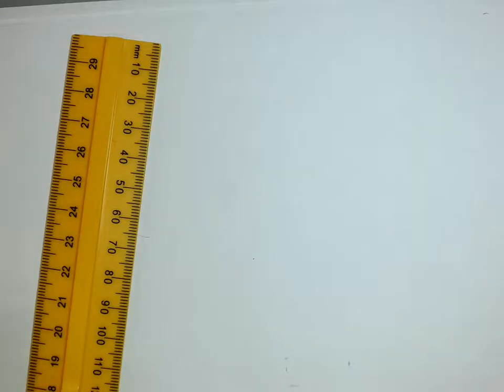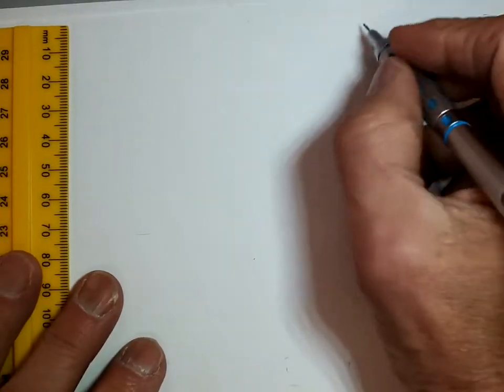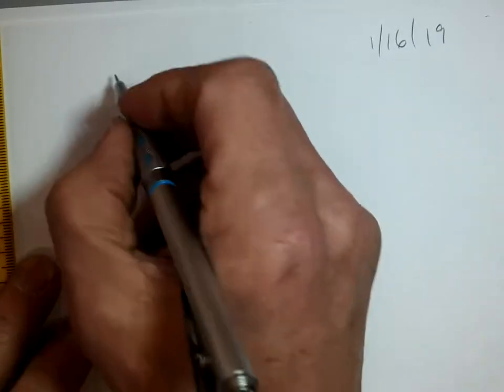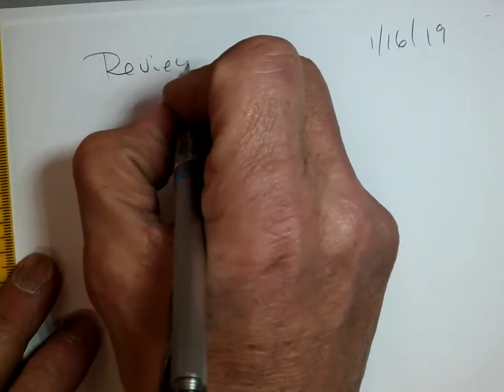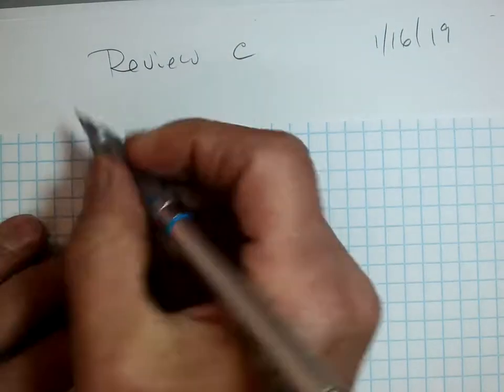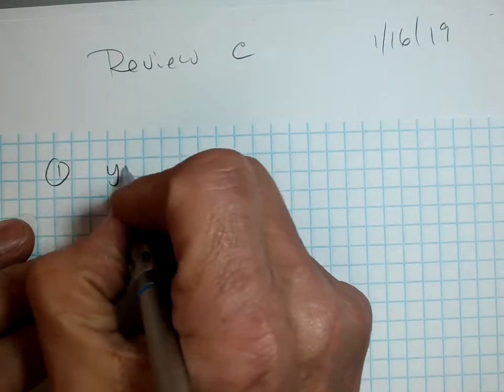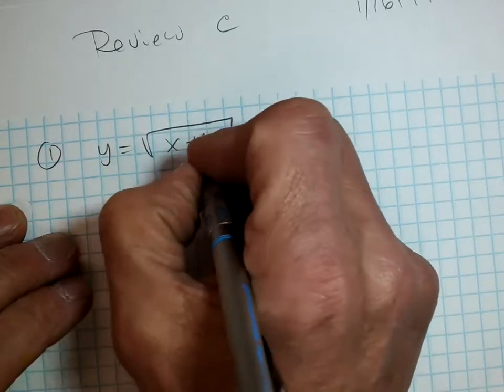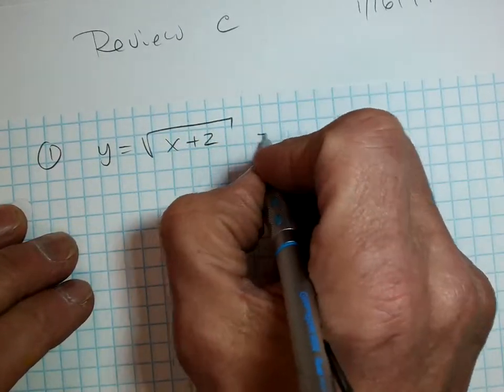Okay, so review C, third day review, 1/16/19, review C. All right, so first of all, we're going to graph number 1. I'm going to do number 1 on graph here, okay? So I'm going to need a graph. I'm going to go slowly. y equals the square root of x plus 2, minus 3, okay?